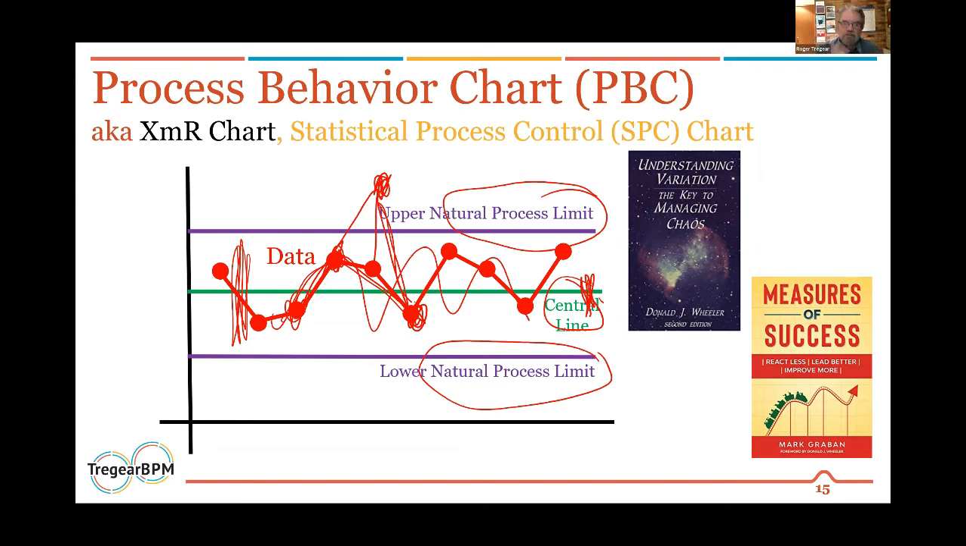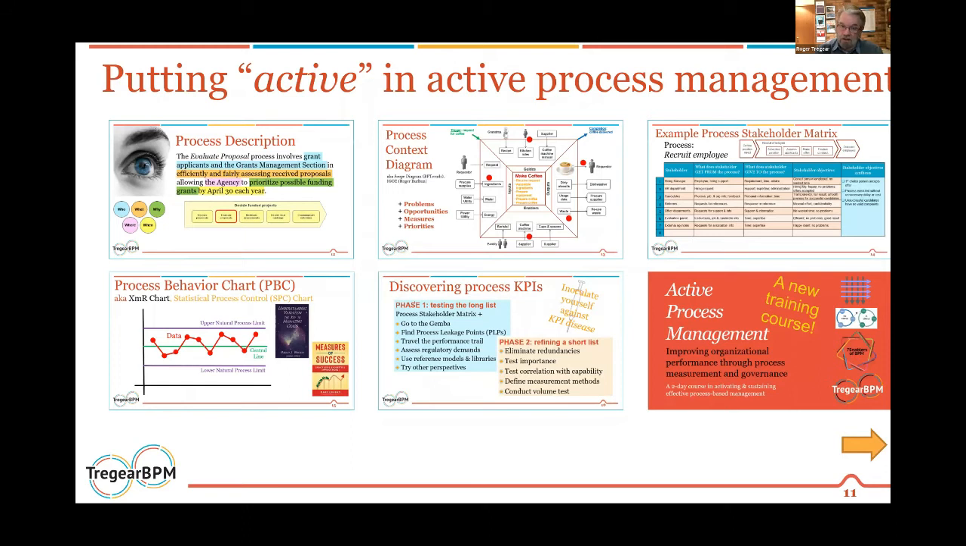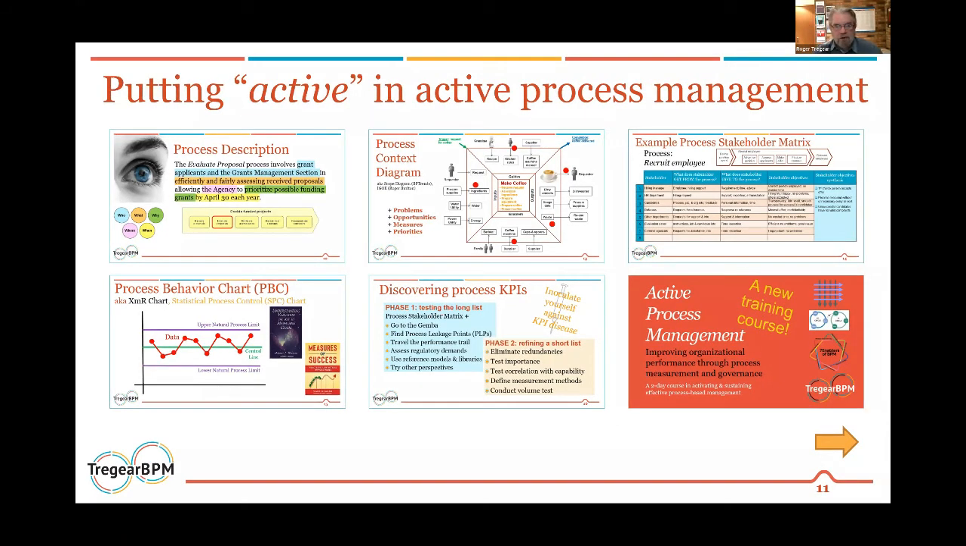So we do need, of course, to be able to discover KPIs, and we might want to do a bit of that process behavior chart tracking before we start trying to decide what the KPIs are, so that we can actually do it based on some knowledge rather than guesswork. I won't go through this in huge detail. I just want to make three points.